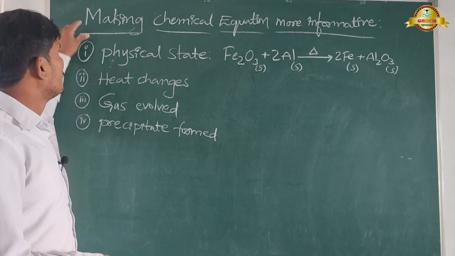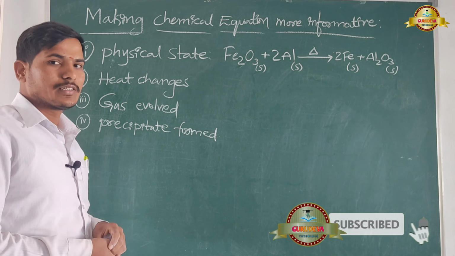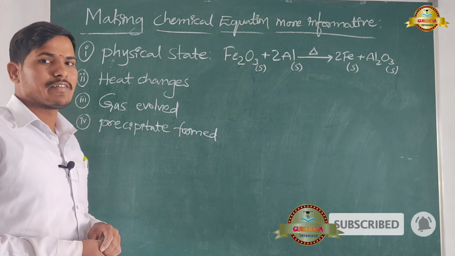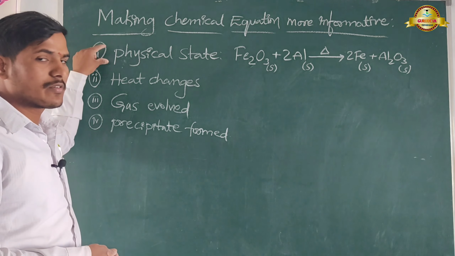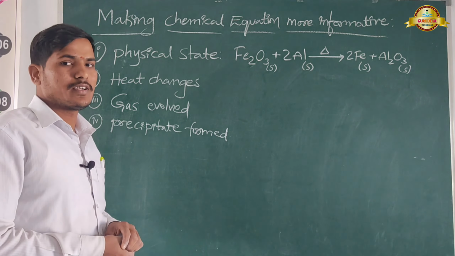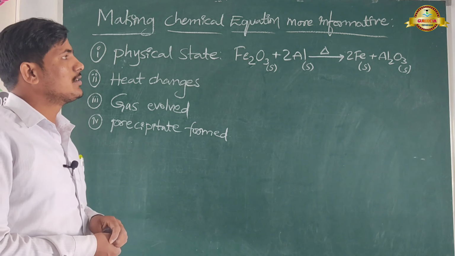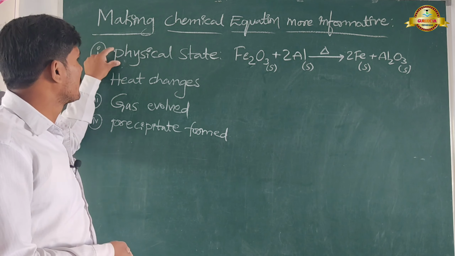Next, making chemical equation more informative. Okay, making chemical equation more informative. How? Observe carefully. Here, based on the following four properties, we will make a chemical equation more informative. In that, first one, physical state.